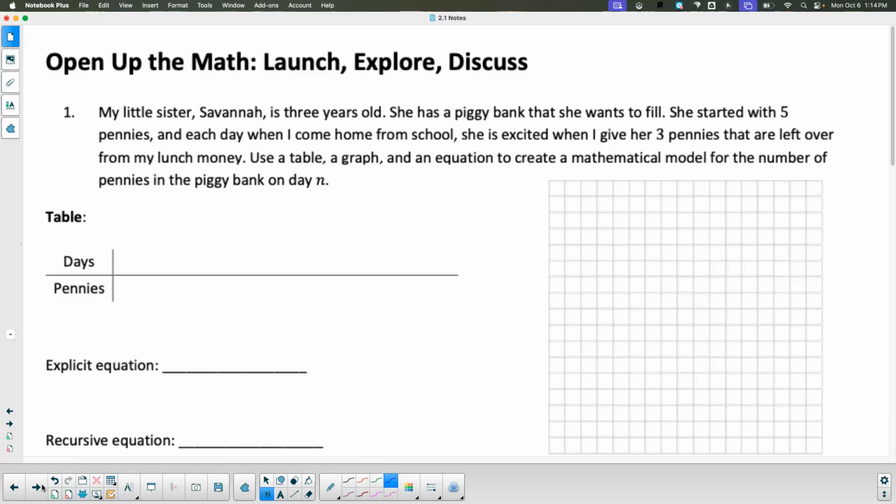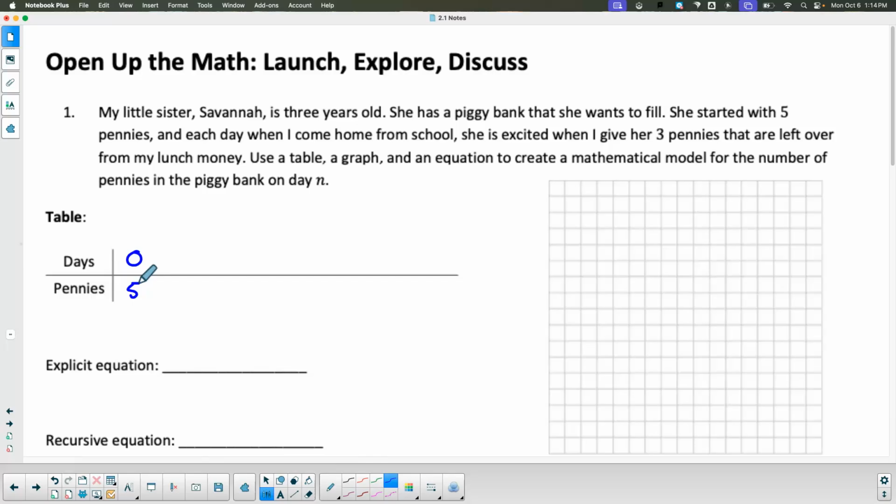Use a table, a graph, and an equation to create a mathematical model for the number of pennies in the piggy bank on day n. Okay? So how many piggy banks does she have? She only has 1 piggy bank. How many pennies does she have in the piggy bank when she starts? 5. She's got 5 in there, right? What day is that? It's day 0, because it's the start. So at day 0, she's got 5 pennies in the piggy bank.